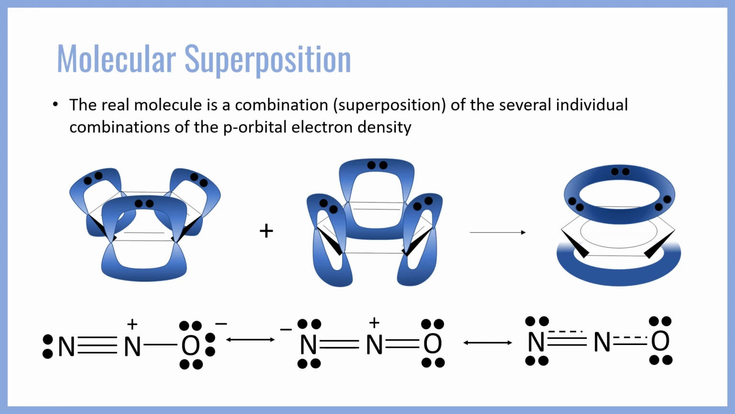We can't really draw a Lewis structure for the combination, so we go ahead and just choose the extremes of the molecular superposition with the pi bonds in discrete orientations to represent in our Lewis structure. But in reality, the pi bonds are not a discrete combination. They're a blend of all the individual possibilities.